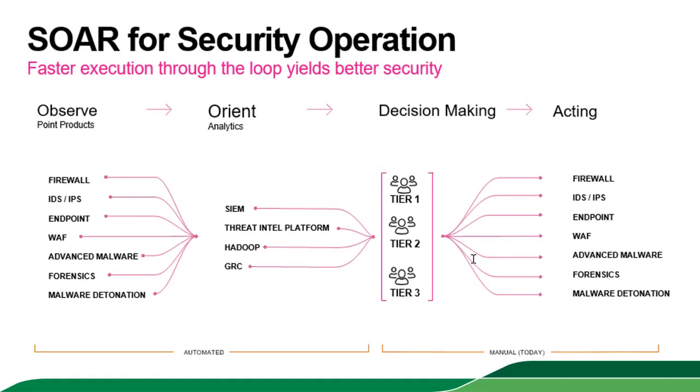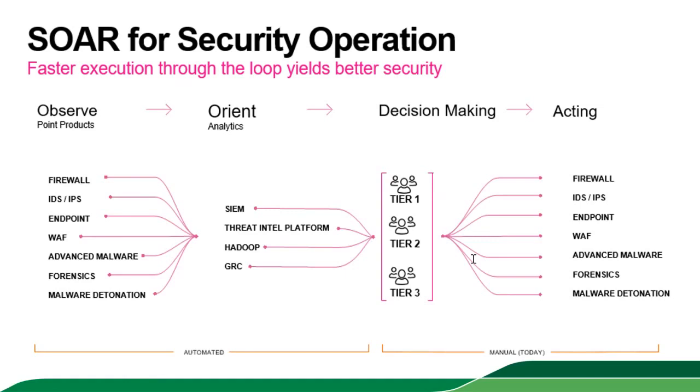The OODA loop was introduced by US fighter pilots. They have this game within there, so whoever executes this loop faster wins. However, Phantom helps respond to these attacks by improving execution at all stages of this process. However, we will be specific.